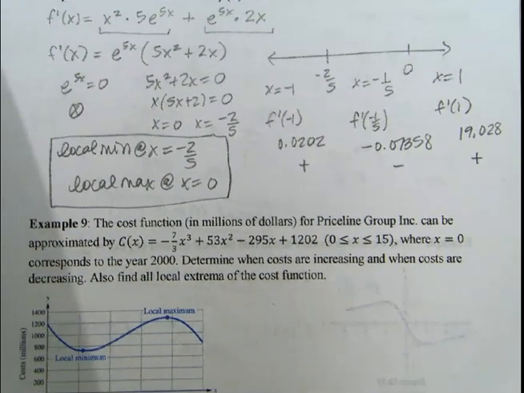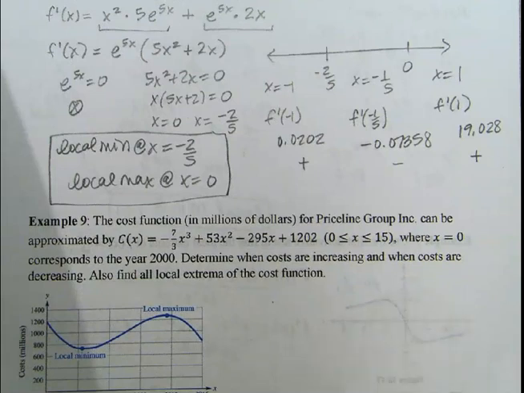Okay, so on example 9, the cost function in millions of dollars for Priceline Group Inc. can be approximated by this function, where x equals 0 corresponds to the year 2000. Determine when costs are increasing and when costs are decreasing. Also find all local extrema of the cost function.